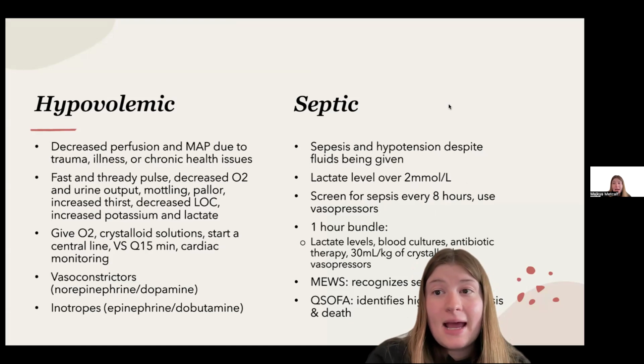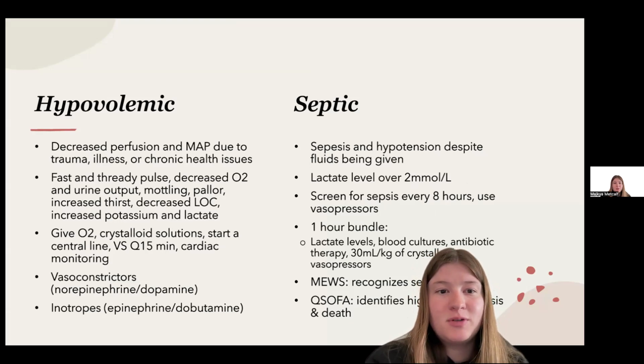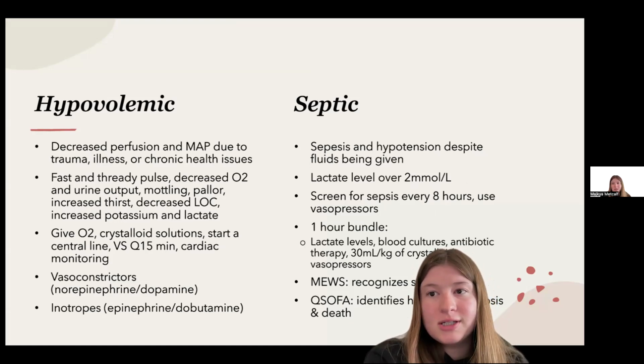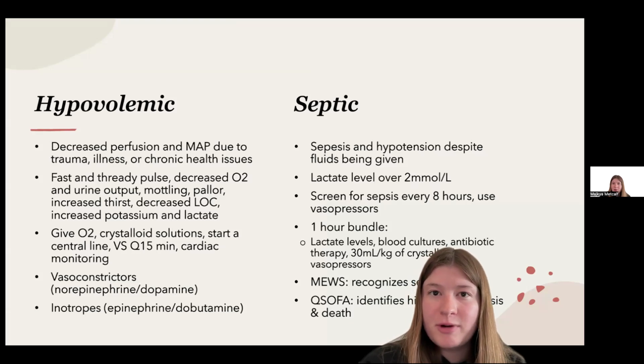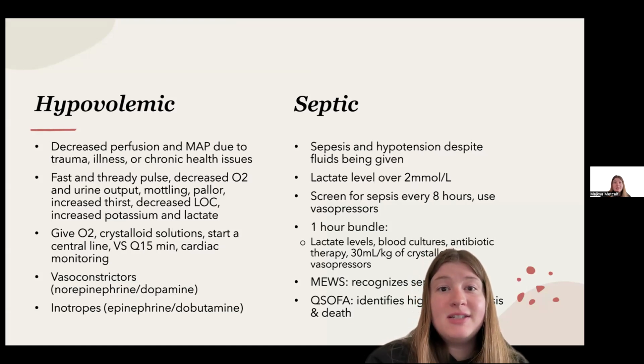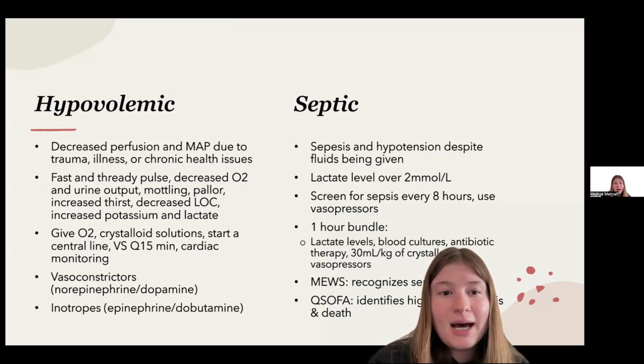Another type of shock is hypovolemic. This is when the body is going to have low levels of fluid and we're going to see decreased perfusion and MAP. This could be due to trauma, illness, or just other chronic health issues. Patients with hypovolemic shock are going to have a really quick but thready pulse. They're going to have decreased oxygen stats and decreased urine output. Their skin might be really pale and we might see some mottling.